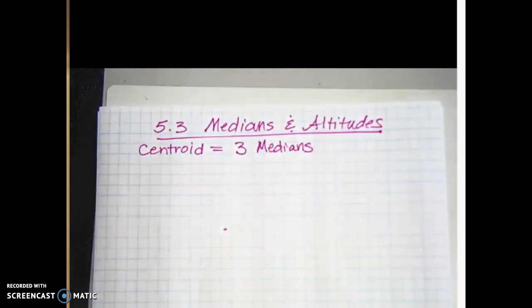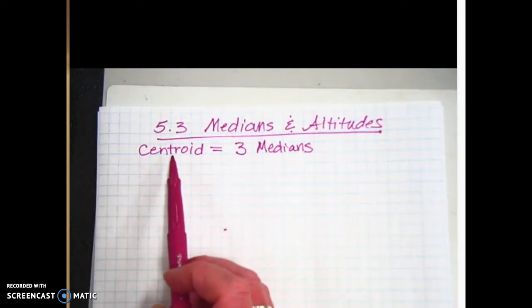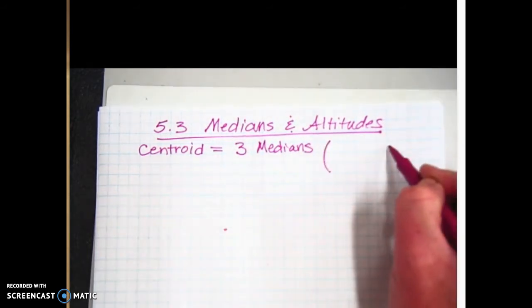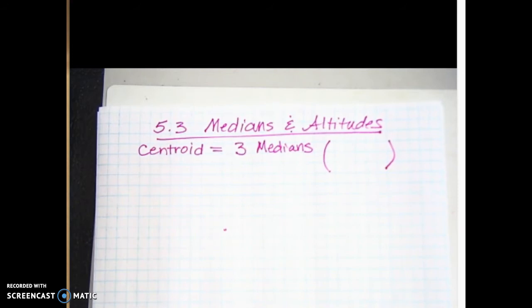So if we have a triangle and we draw three medians in it, we're going to get a point where they all intersect, called the centroid. How do we draw a median? Where do we start and where do we end up? You're going to look on your little chart, and it's going to tell you where to start and where to finish.